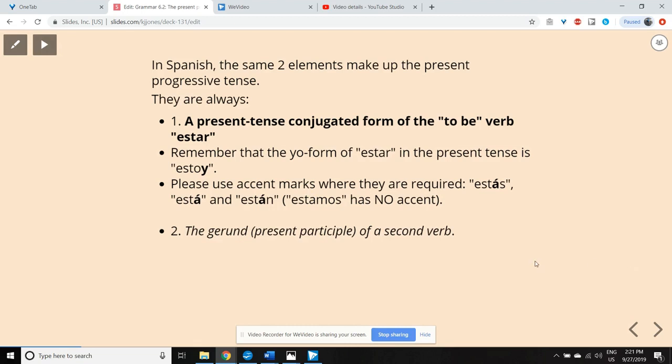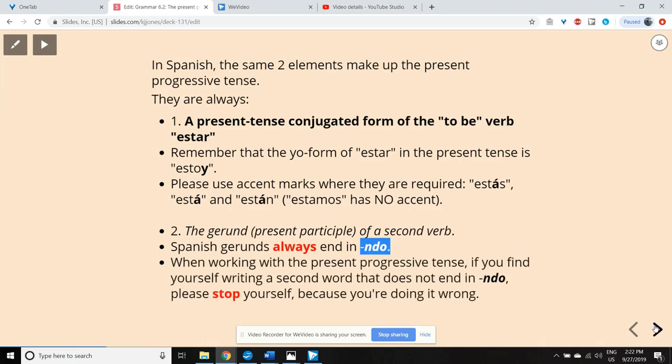And then, of course, we make a gerund, otherwise known as a present participle, with a second verb. In Spanish, gerunds always end in NDO. So our English gerunds end in ing. Spanish gerunds always end in NDO.